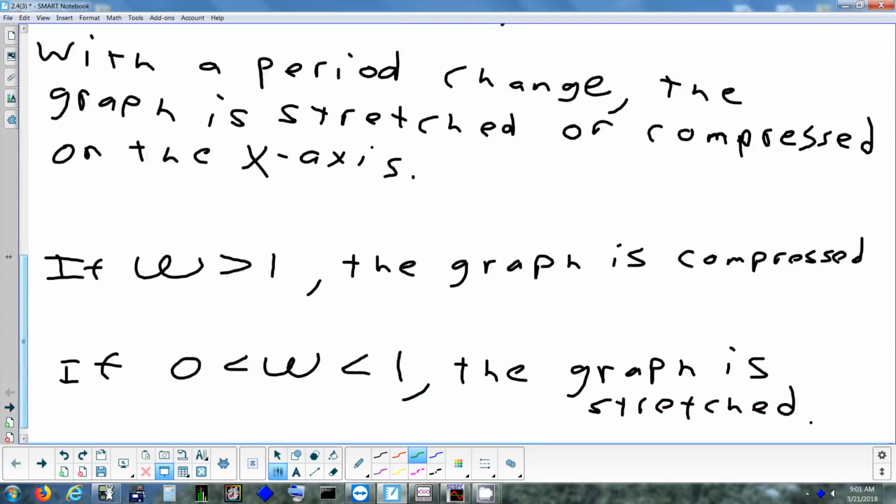Okay, so any questions on what a period change looks like, what it does, and specifically what kind of number causes it to do one thing, and then what kind of number causes it to do the other thing?